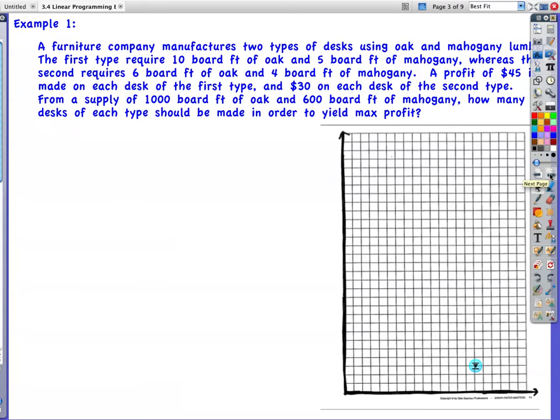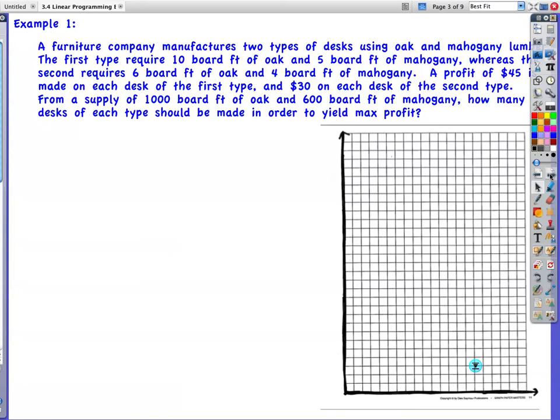Okay, the furniture company manufactures 2 types of desks using oak and mahogany lumber. The first type requires 10 board feet of oak and 5 board feet of mahogany, whereas the second requires 6 board feet of oak and 4 board feet of mahogany. A profit of $45 is made on each desk of the first type and $30 on each desk of the second type. From a supply of 1,000 board feet of oak and 600 board feet of mahogany, how many desks of each type should be made in order to yield a max profit?